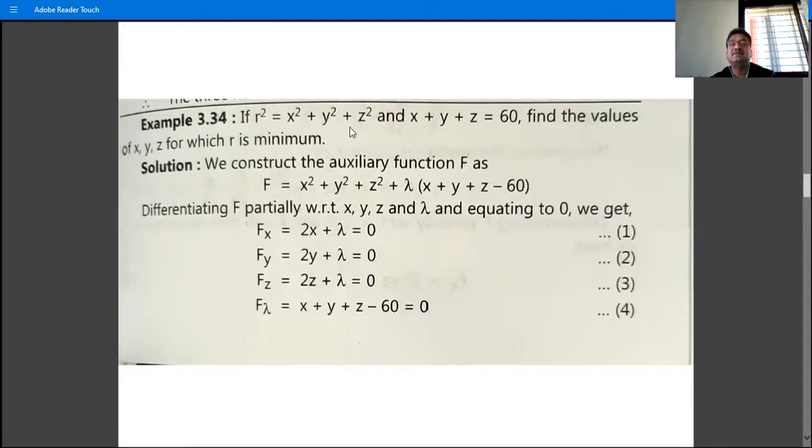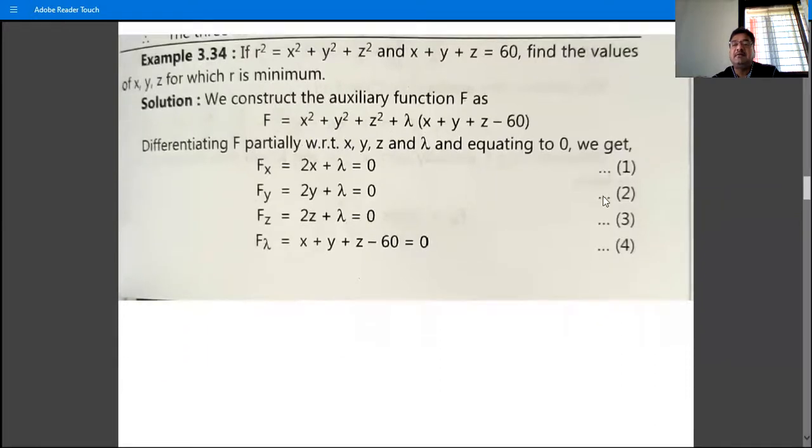R square is this, and this is the condition, where we have to find the minimum value of R. So instead of R, we will find the minimum value of R square. If R square is minimum, then automatically R becomes minimum. So don't write R as root of x square plus y square plus z square here, because it becomes complicated for further calculation. So instead of R, we write R square here. Capital F is small f plus lambda into the condition, and then differentiate with respect to x, y, z, lambda and equate with 0.